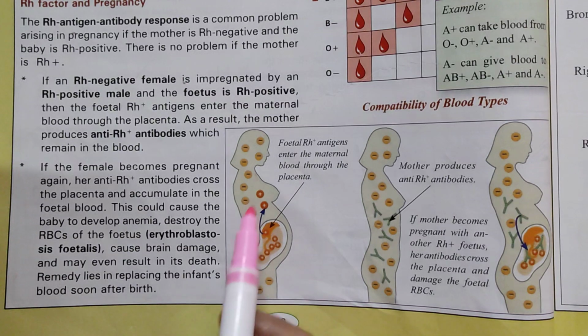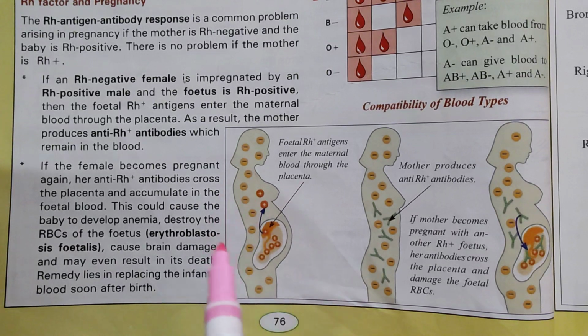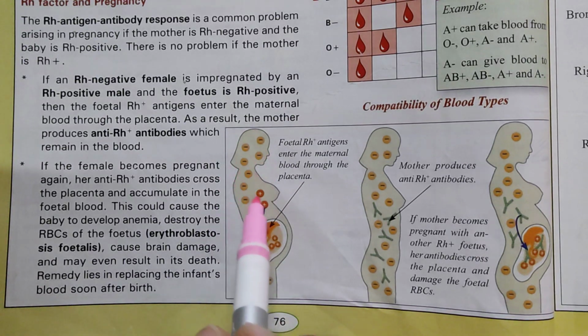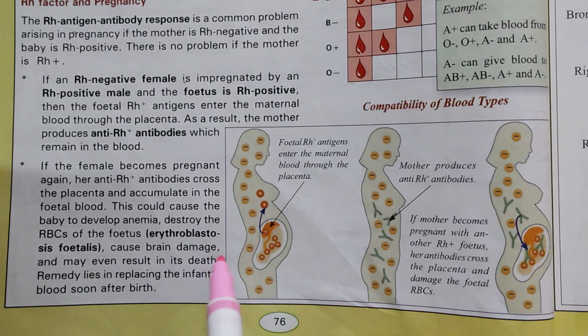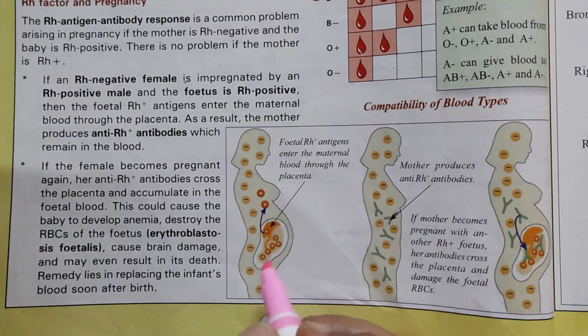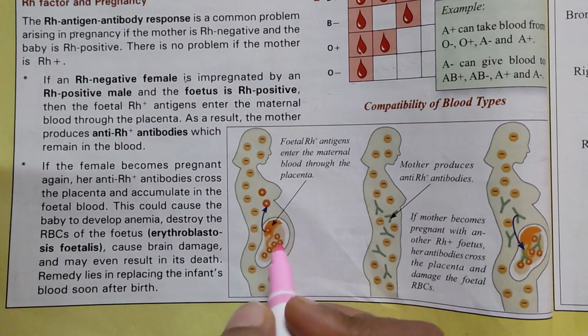Already in the blood there is presence of the antibody. Got it? So when the antibodies cross the placenta to the baby, the baby will develop anemia, which will slowly destroy the RBCs of this baby. Got my point?